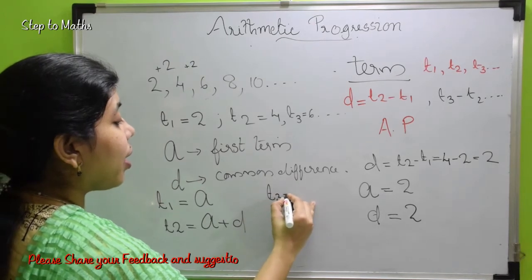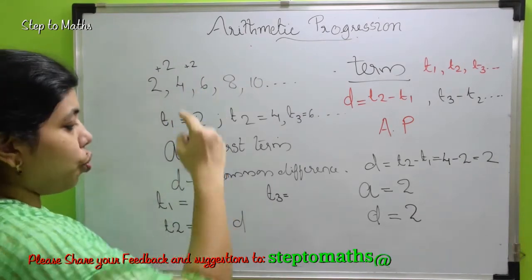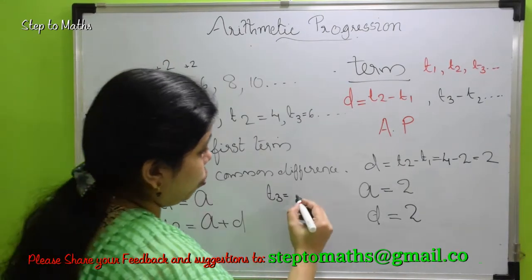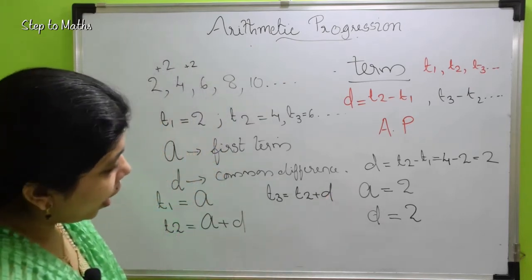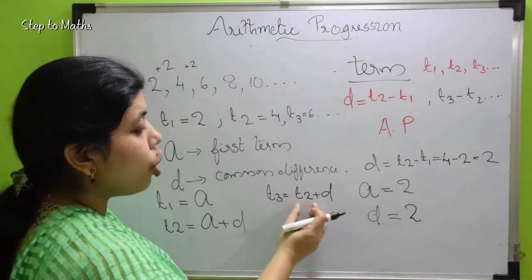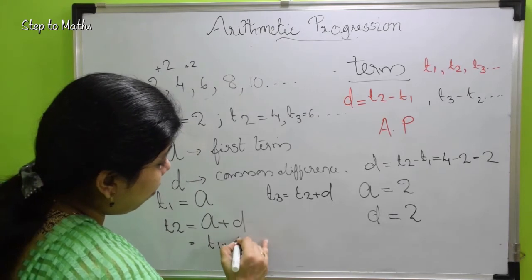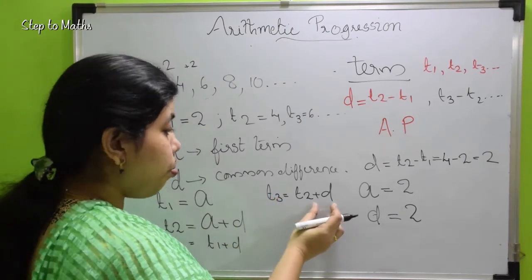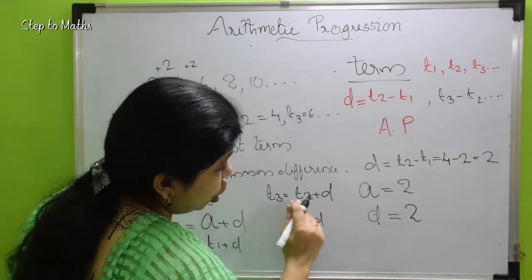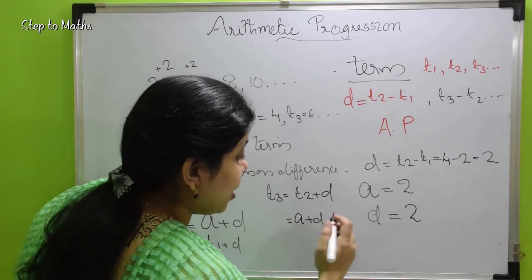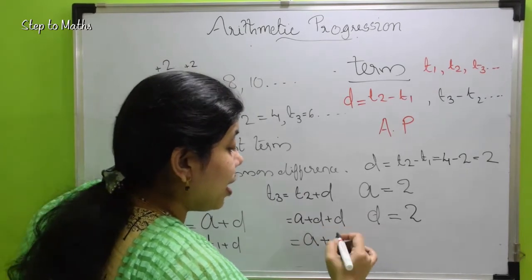Similarly, T3. T3 is equal to what? 6. 6 is 4 plus 2. 4 is what? T2. T2 plus D. So, we can represent T3 as T2 plus D. Similarly, T2 is T1 plus D. T3 is T2 plus D. What will be the value of T2? T2 is A plus D. So, T3 is A plus D plus D, which is A plus 2D.